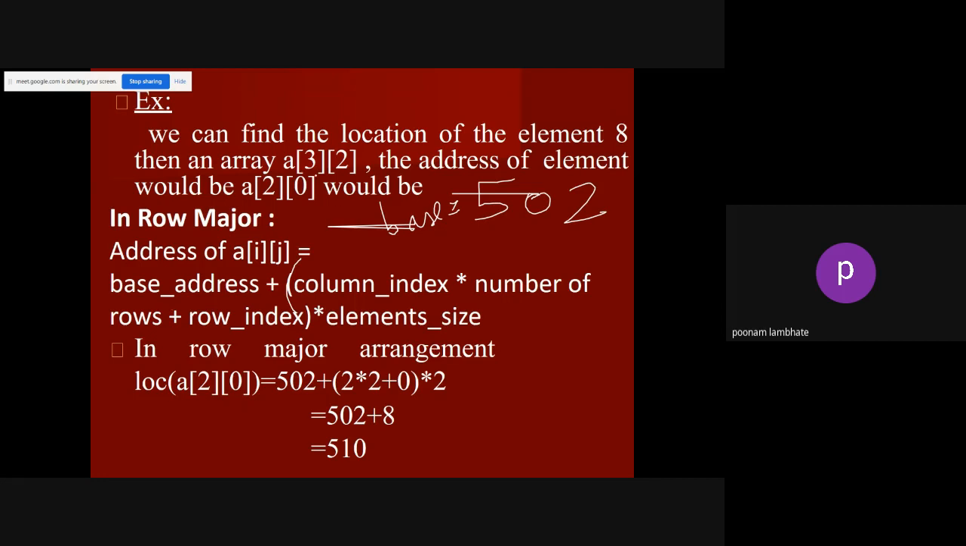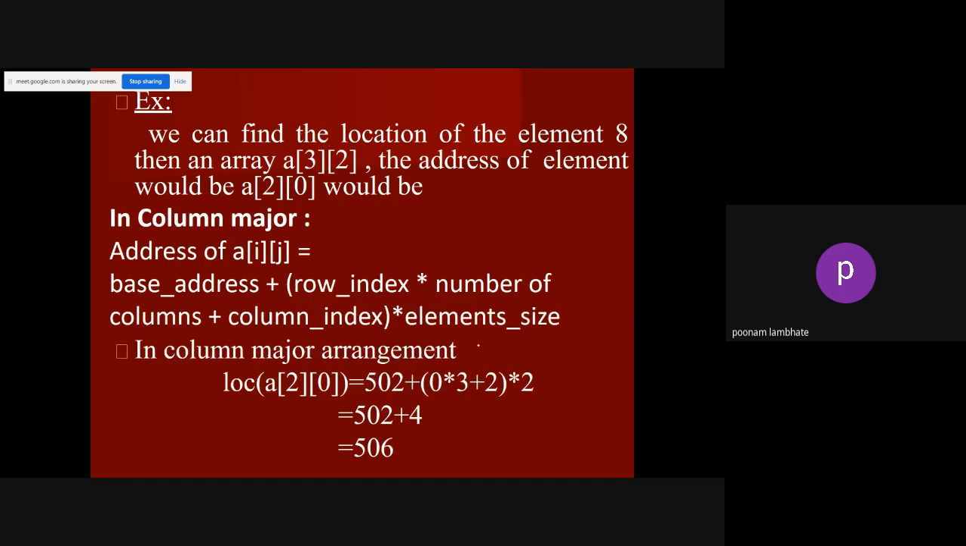Number of rows is what? Total number of rows is 3. I'm not talking about the row index of the element, I'm telling about the total number of rows, that is 3. And then plus row index, that is your 2, the row index of the element which you're interested in, into the size of your elements.